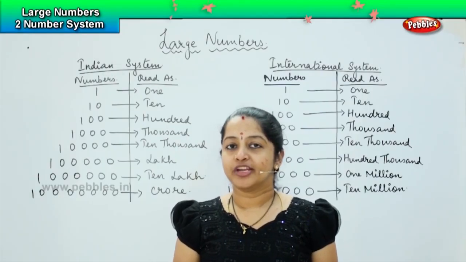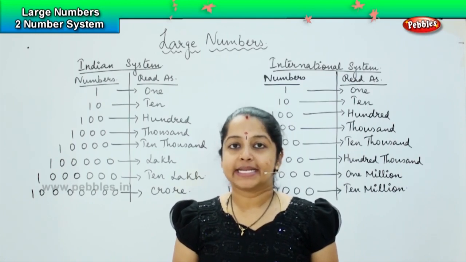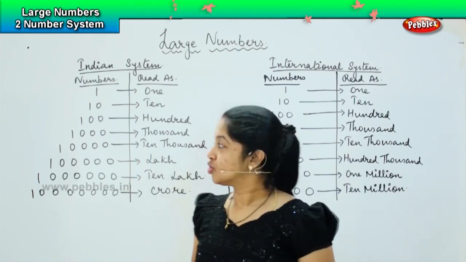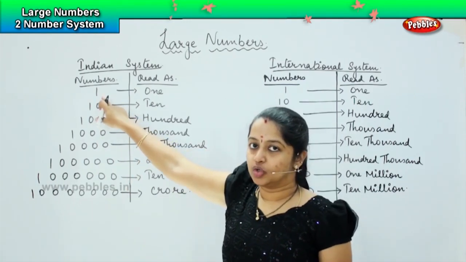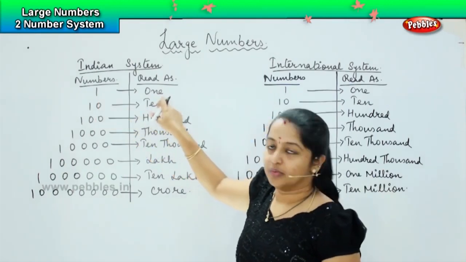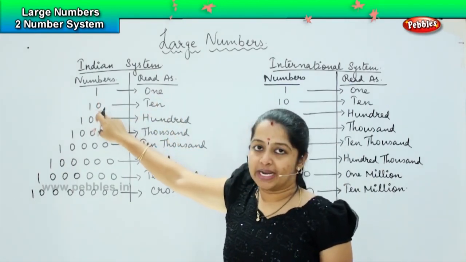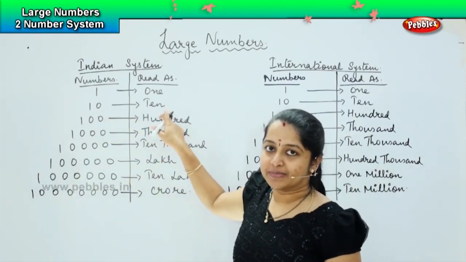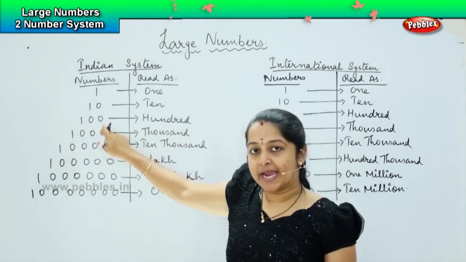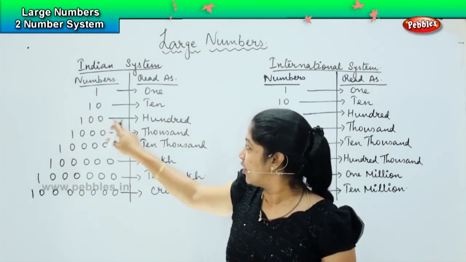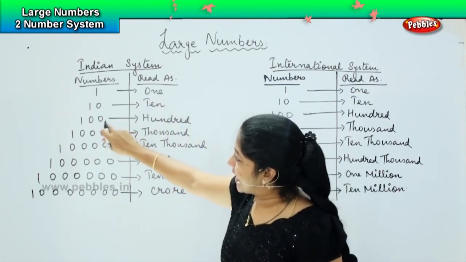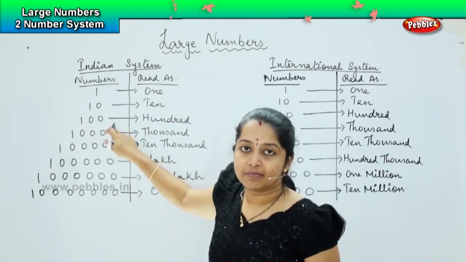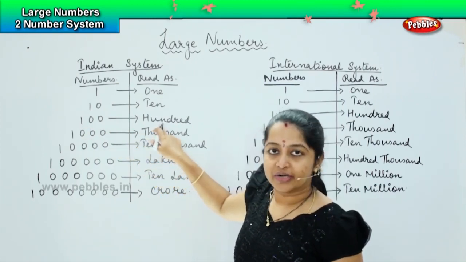Now children, I am going to take you in depth of what is an Indian system and what is an international system. Okay. So can you see the table here? When we write 1, you know that it is called 1, right? When I add 0 behind 1, it becomes 10. When I add 2 zeros behind 1, it becomes 100. So which means that when I am adding 2 zeros, the position of the place value of the given number changes and it becomes 100, right?